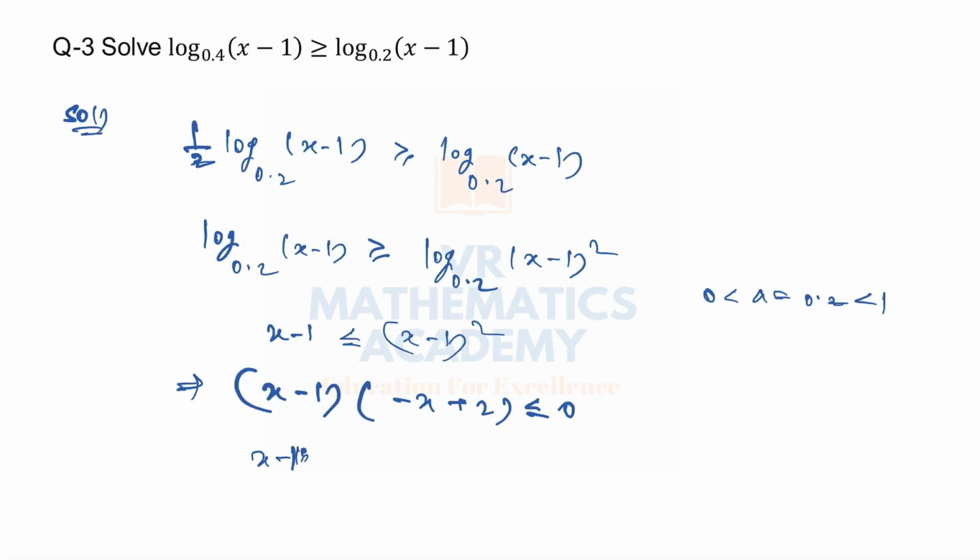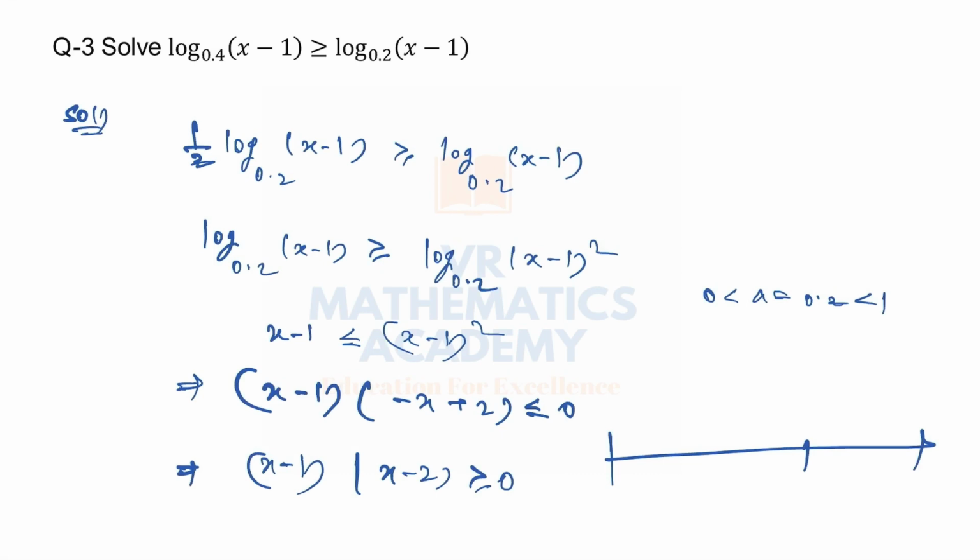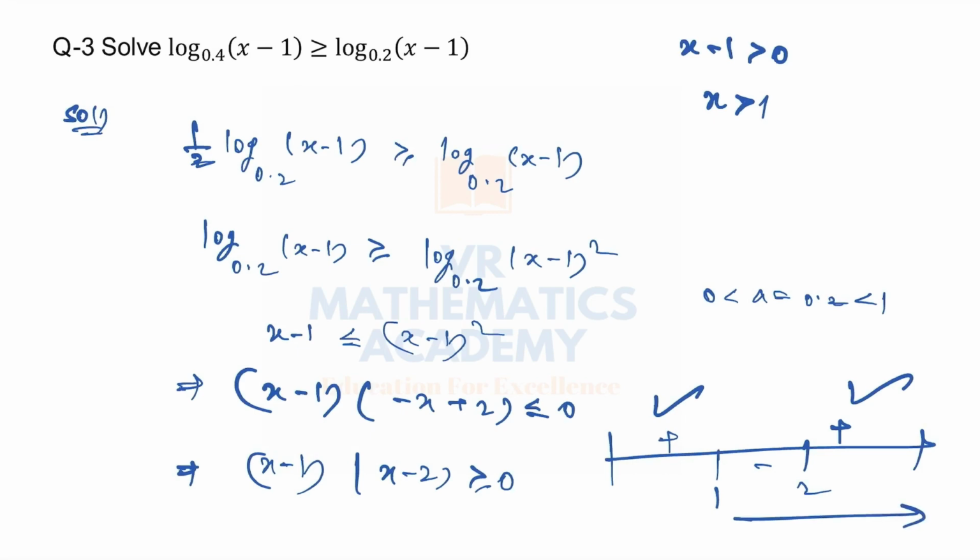or it will be (x minus 1)(x minus 2) greater than or equal to 0. So we find that x lies outside 1 and 2, with the signs positive, negative, positive. So in this region x will lie. Okay, but we know that x minus 1 is also greater than 0, that is, x should be greater than 1. So the final answer, or common region, we will find that x is greater than or equal to 2. This will be the solution of question number 3.